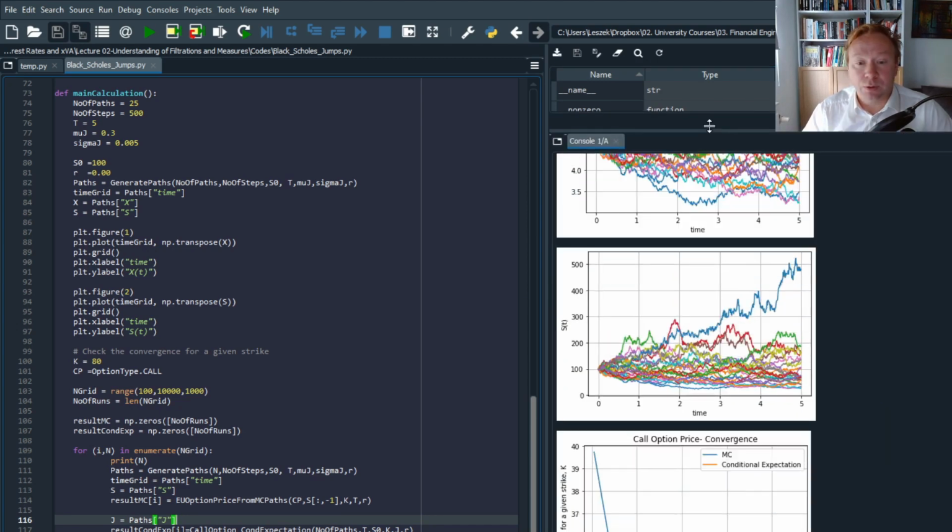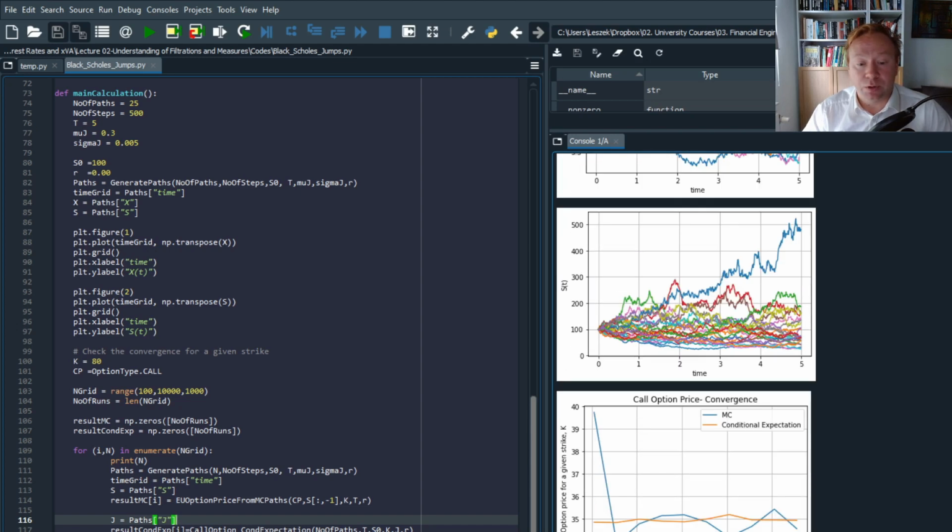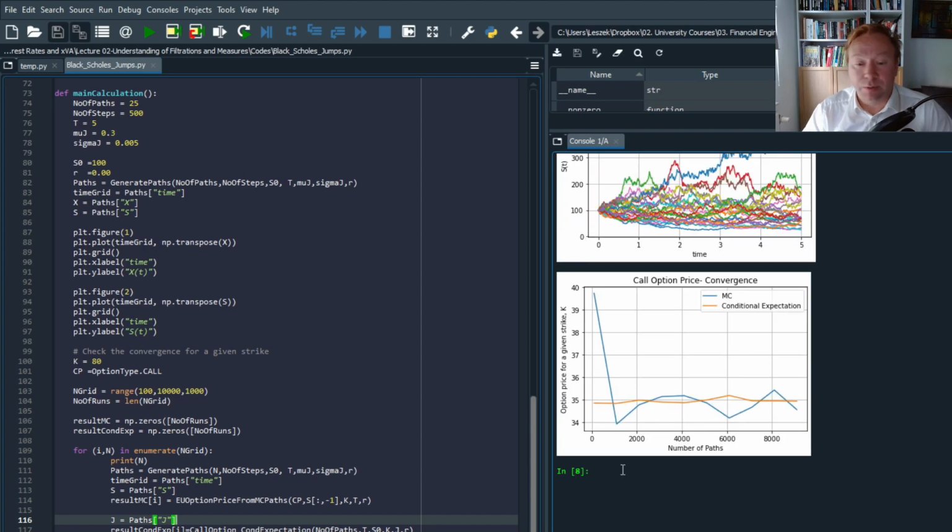So the first graph shows us, of course, the first two graphs. This is the process for X. Here we have the process for S. Here, the most important, of course, is the performance, the convergence of the price. So we see that the reference value would be somewhere around 35.